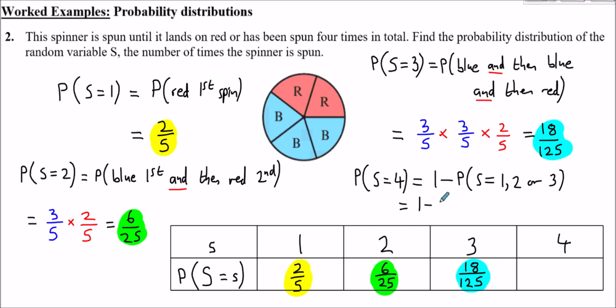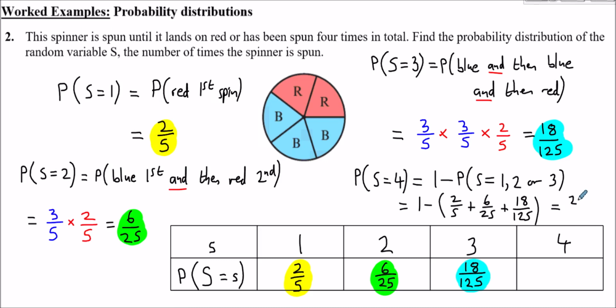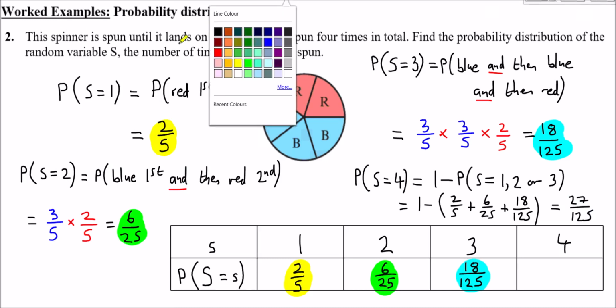So that's 1 minus 2/5 plus 6/25 plus 18 over 125. At this stage, I'm not going to trust myself to do this on my own. I probably could, but I'm going to use a calculator to be a bit careful about this. So 1 minus, in brackets, 2/5 plus 6 over 25 plus 18 over 125. That gives us 27 over 125. That's the last probability we need to work out, so that concludes all of our probabilities.